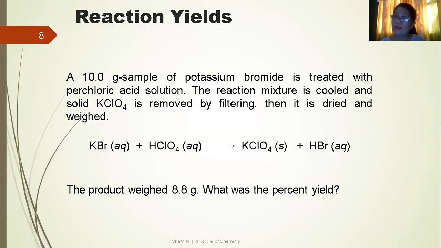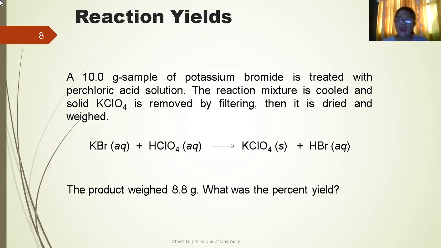And now we have the reaction yield. As I have said in our previous lesson, the percentage yield is equal to what? That is the actual yield over the theoretical yield multiplied by 100. In most cases, the actual yield is less compared with the theoretical yield.